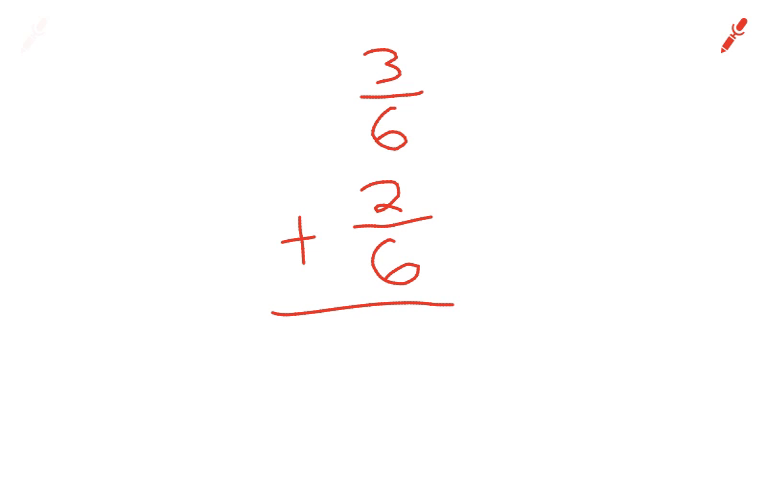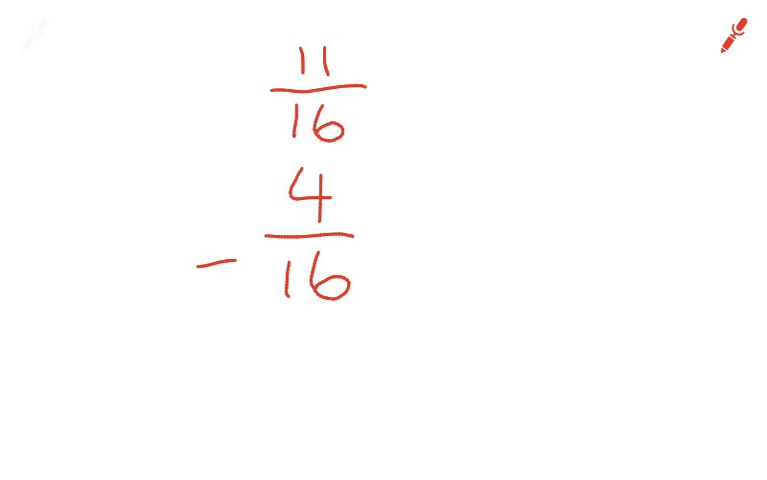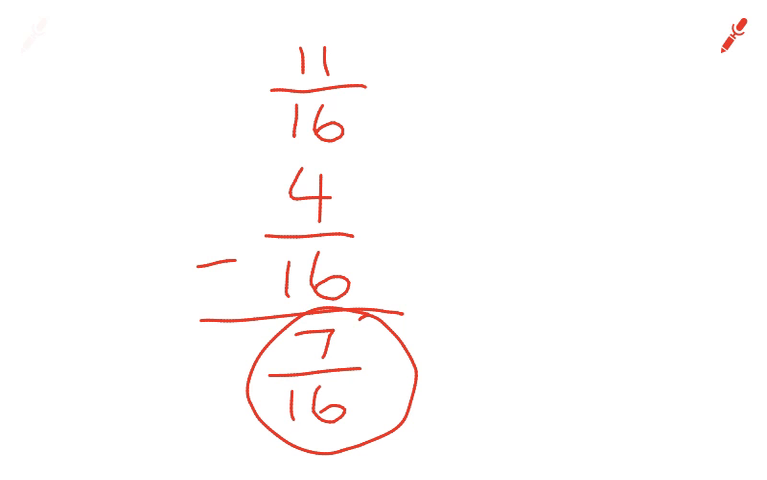Let's do 7a. 3/6 plus 2/6. Add it, and we get 5/6. Next one. 11/16 minus 4/16. We're going to get 7/16. Next one.